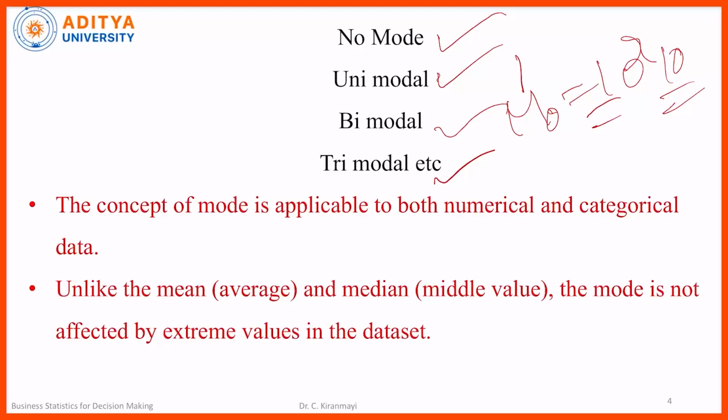And let us come to the comparison with mean and median. The big difference between mean, median and mode is that the values of mean and median get affected by outliers and by the variance among the values, whereas the measure mode will not get affected by the outliers. So that is a big difference between mean, median and mode.